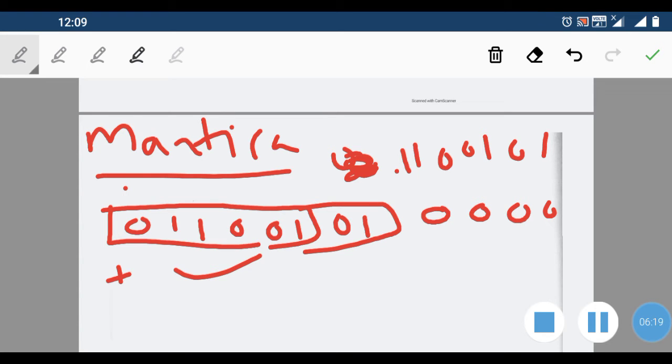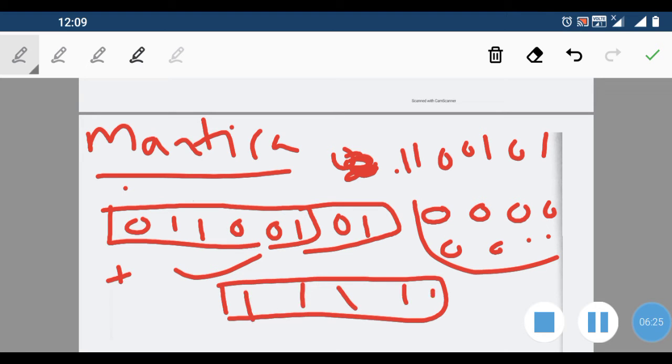So for the next 8 bits you can put 0 like this, then again you can put zeros in the next bit places also, all zeros. So this is the expression for the mantissa part: 0 1 1 0 0 1 0 1, 8 zeros, again 8 zeros. So this is the representation of the mantissa part.